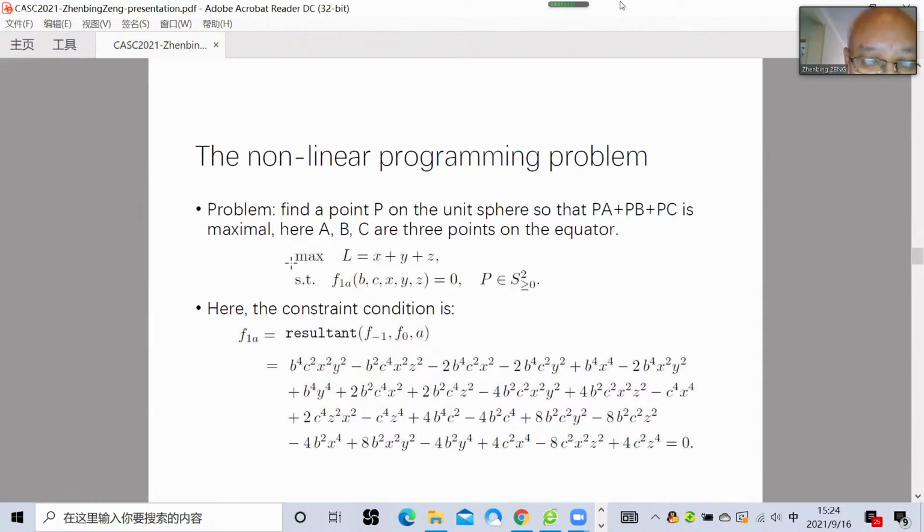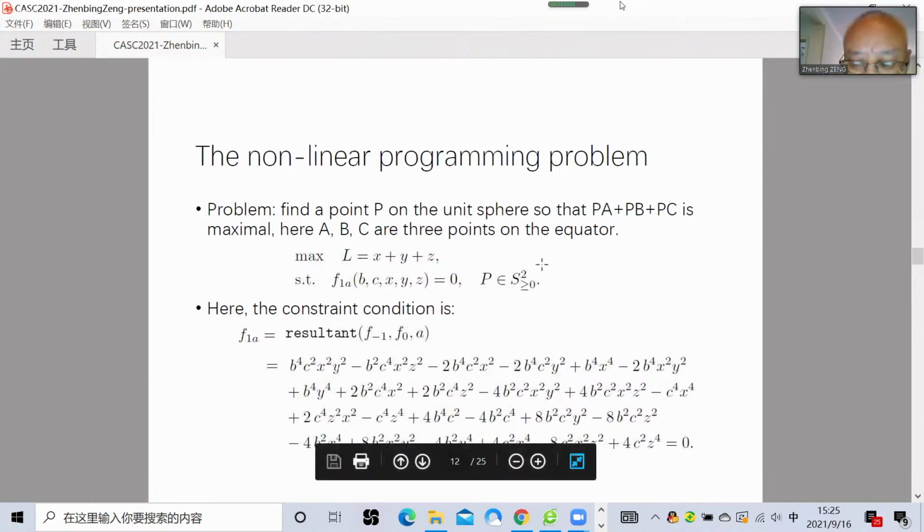So now we can construct our nonlinear problem like this. The objective function is x plus y plus z, and the constraint condition is f1(a,b,c,x,y,z) equals 0. This polynomial was obtained by the resultant of f minus 1 and f0. We eliminate a from that, and then we get this kind of condition. Then we see the next page.